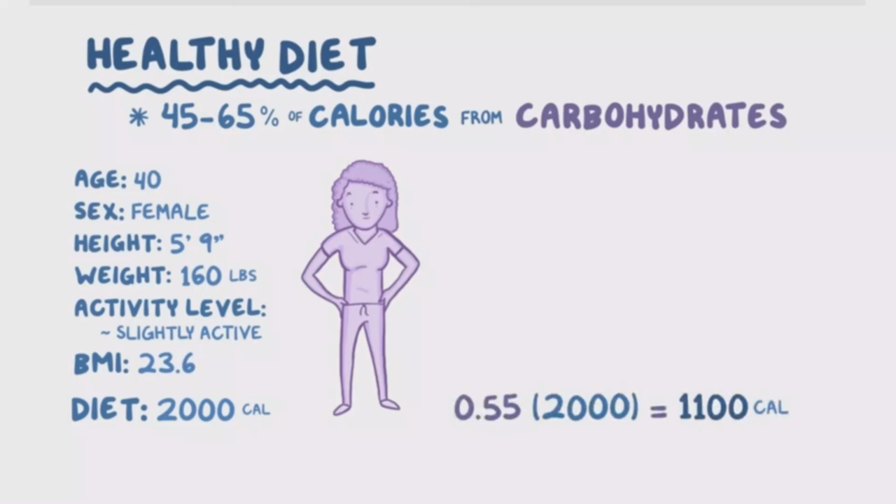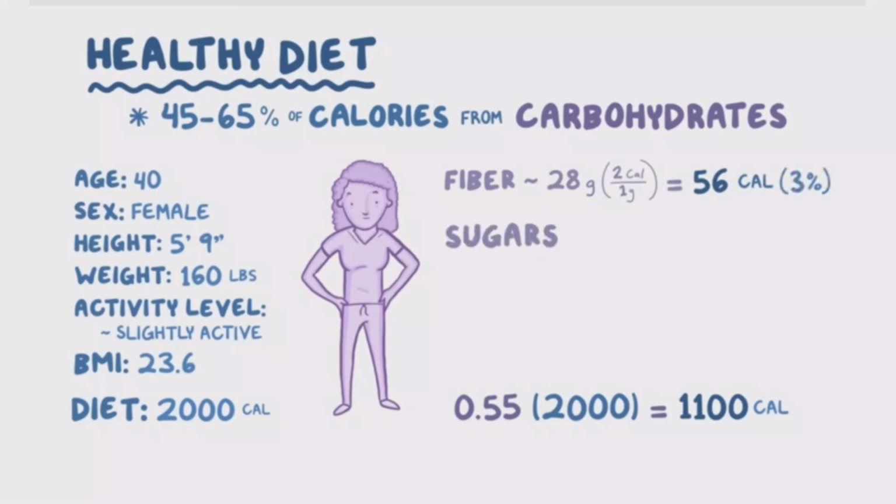And there are different types of carbohydrates. First, there's fiber. The general recommendation is to get 28 grams of fiber in a 2,000 calorie diet. With roughly 0 to 2 calories per gram of fiber, that's about 56 calories, or about 3% of her total calories.